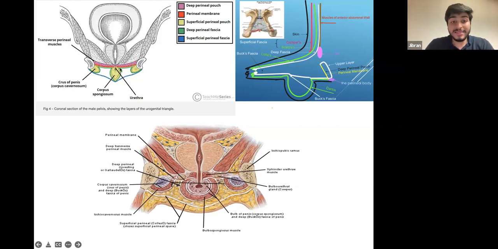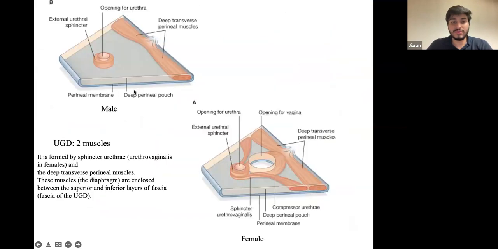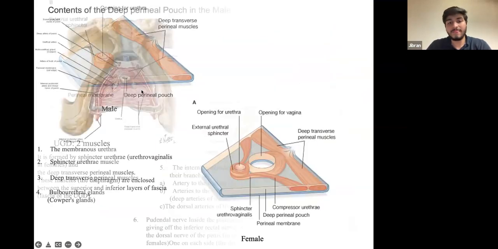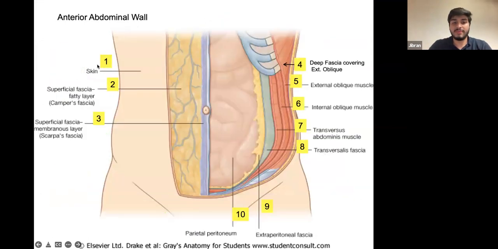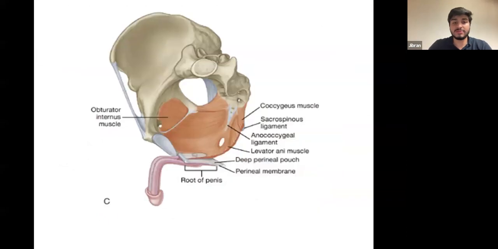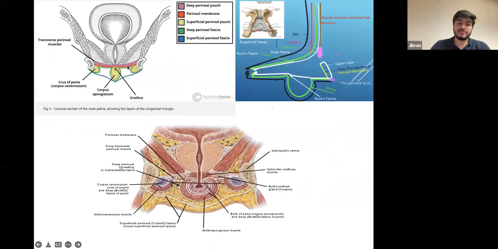The red here is the perineal membrane, this one. This is the contents of the perineum. So these muscles, the transverse perineal muscles, this is this layer, this pink. It's also known as the deep perineal pouch. And what did I miss from this? Oh yeah, the superficial perineal pouch.